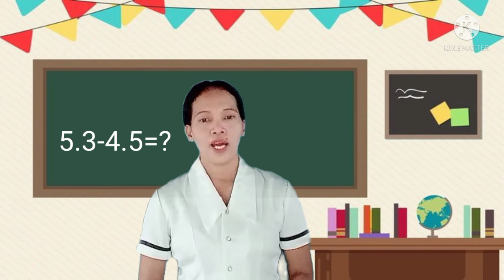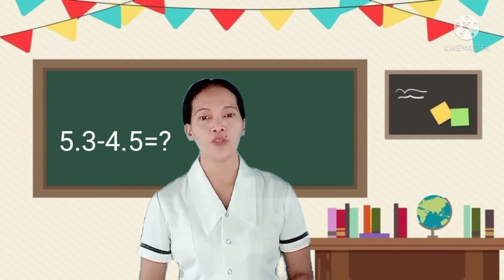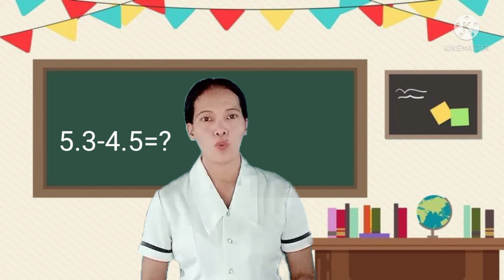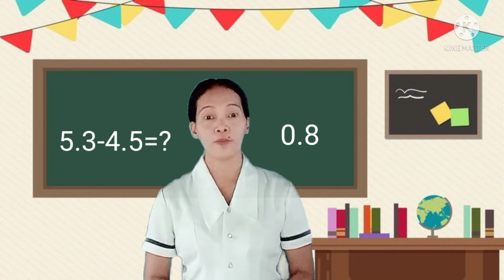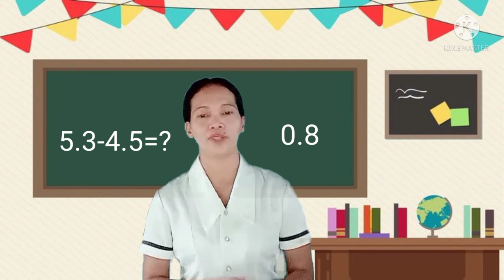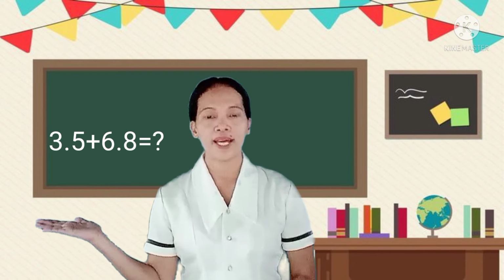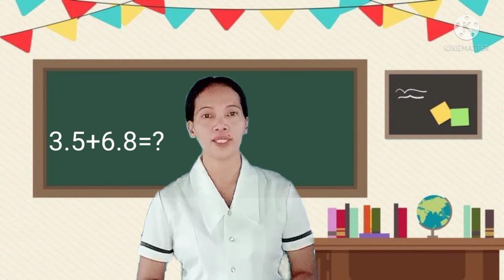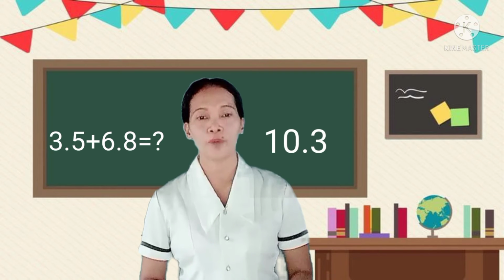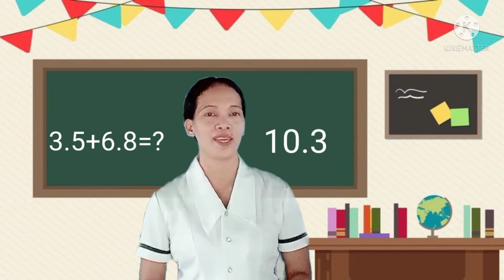Okay, children, now try to add or subtract the following decimals. Number 1, 5.3 minus 4.5. What will be the answer? 0.8. Yes, very good. And number 2, 3.5 plus 6.8. What's your answer? 10.3. Okay, you got it right.